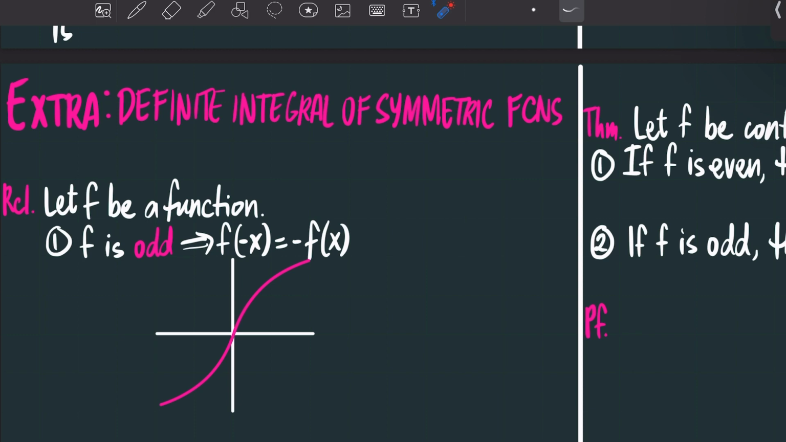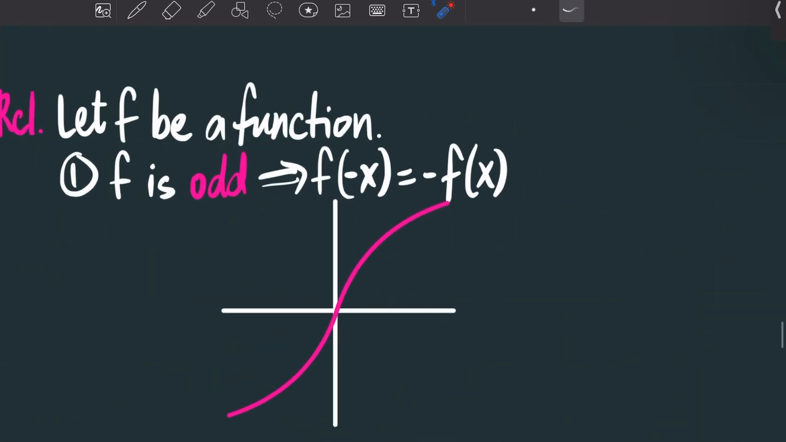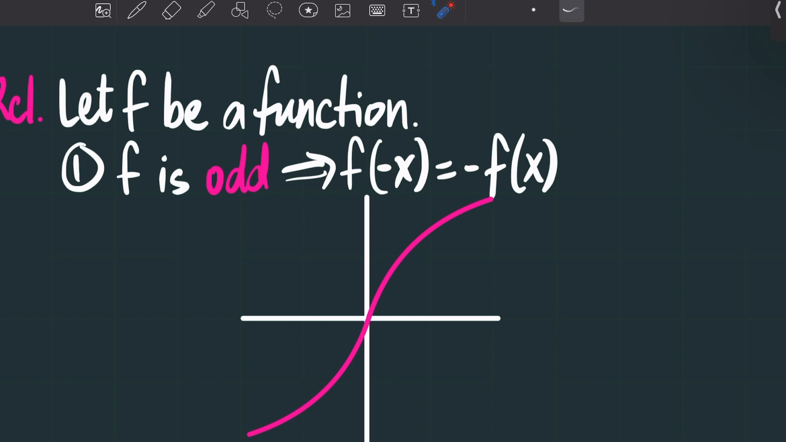So, let f be any function. We say that this function is odd if kapag plinog natin yung negative x sa loob ng function na yun, it will just give you the negative of the actual function. So, f of negative x equals negative f of x. Visually, ano yung appearance niya? So, suppose, ito yung graph niya sa positive side.